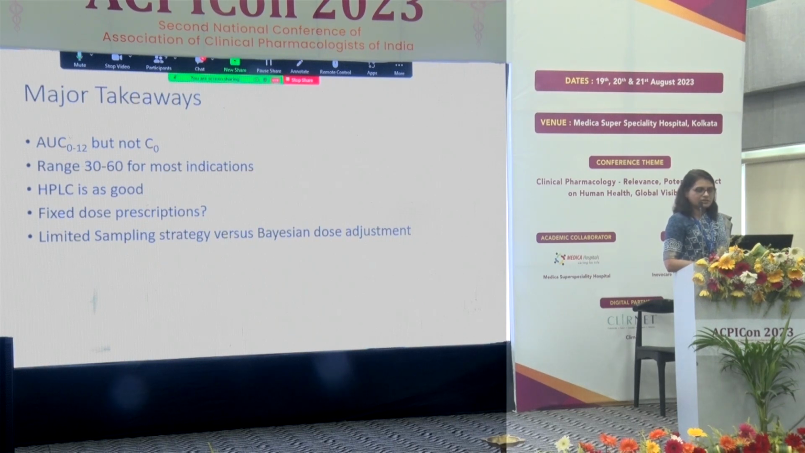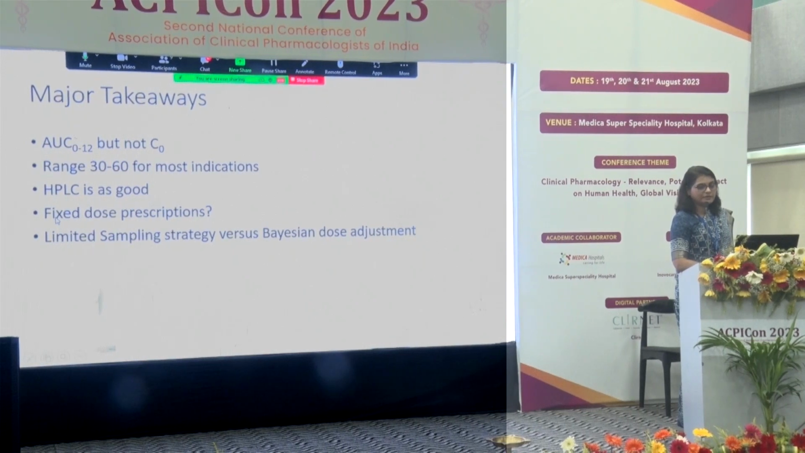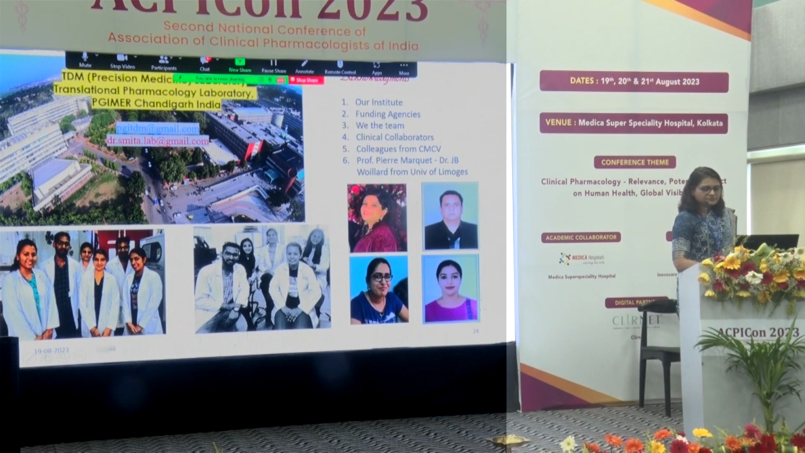The therapeutic range we are looking at for the AUC is 30 to 60. And a practical point I would like to highlight here is that HPLC turns out to be as good and accurate a method for mycophenolate, because you measure in micrograms per ml. It turns out to be as accurate as the LC-MS/MS method. So that's where I would like to stop, because Dr. Sumit will take on the next. If anyone has any questions.